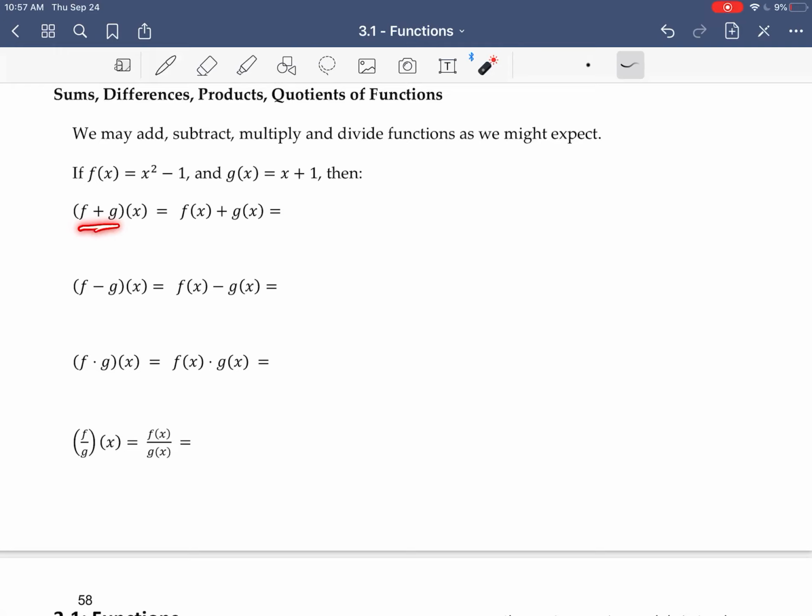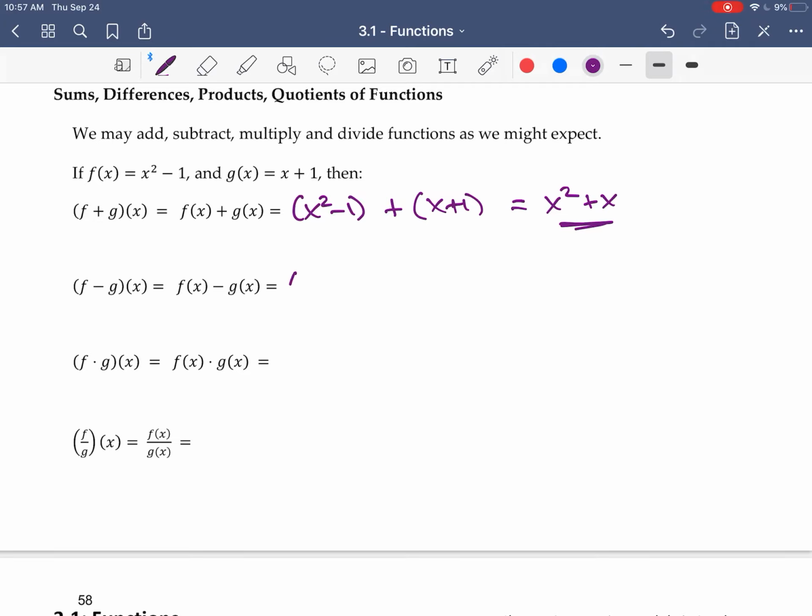So if I want to add those functions, so f plus g of x is actually f of x plus g of x. So f of x we know is x squared minus 1. And then I want to add g of x, which is x plus 1. So if I just combine those, I'm going to have x squared plus x, and the 1's are going to go away. So I just actually have x squared plus x. That would be the sum of those two functions.